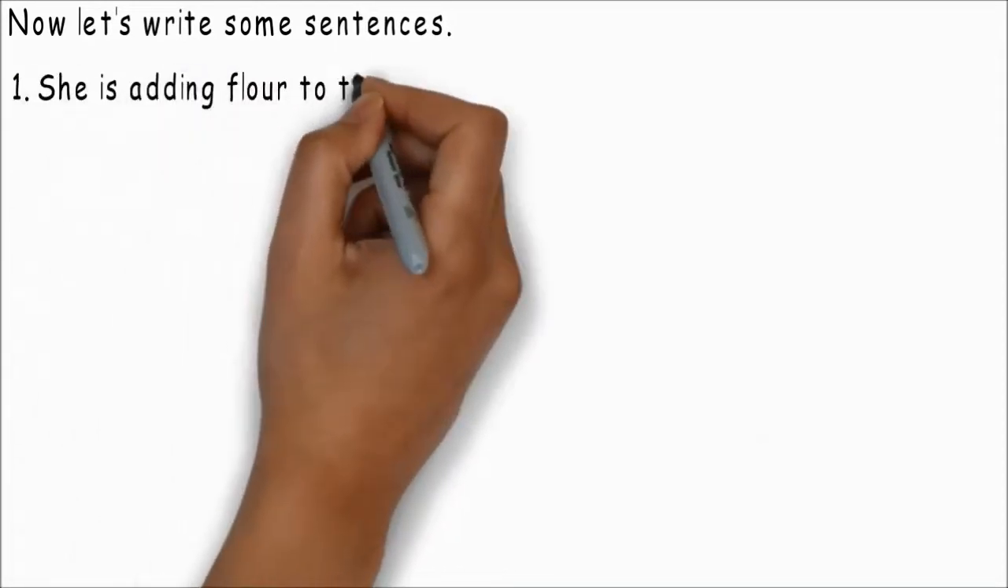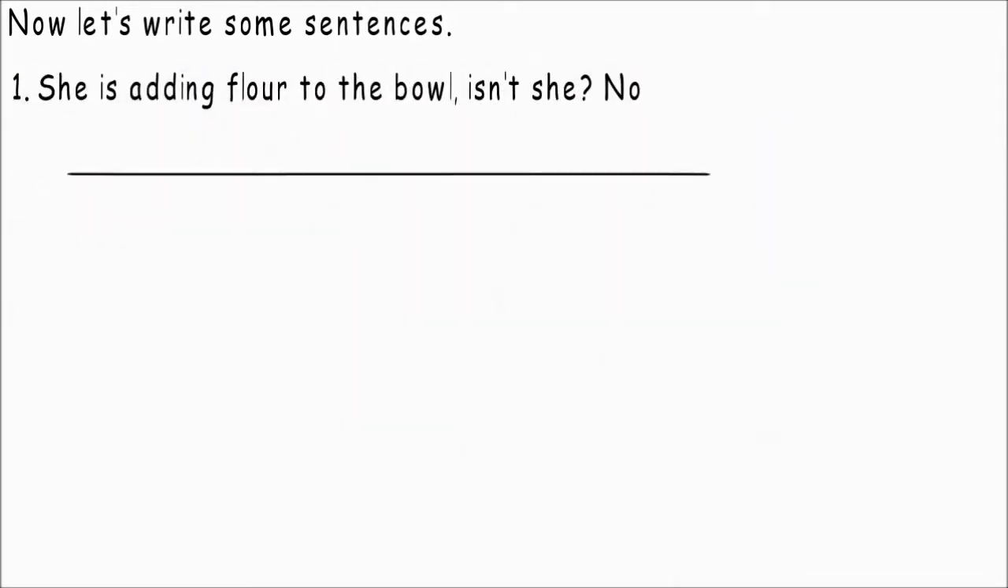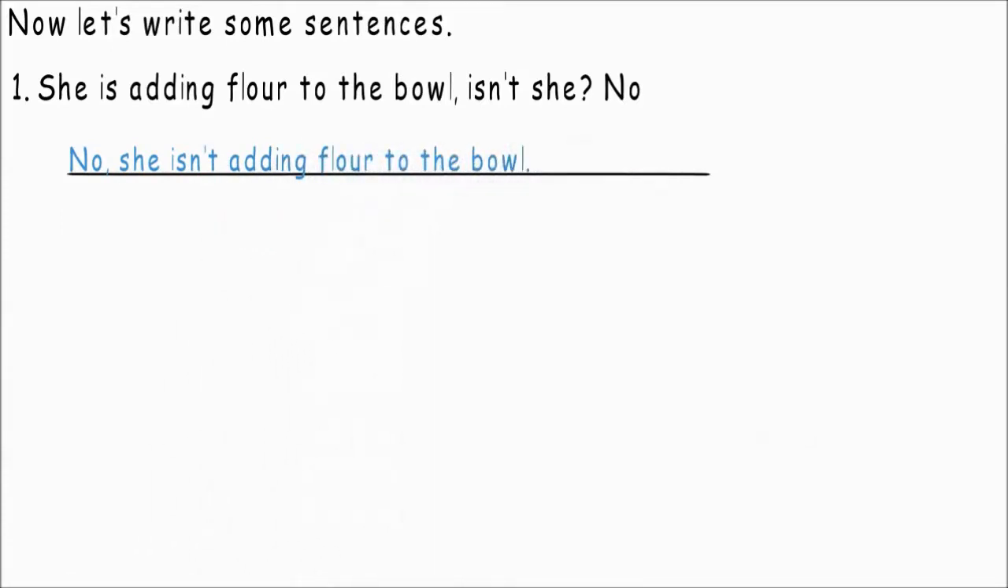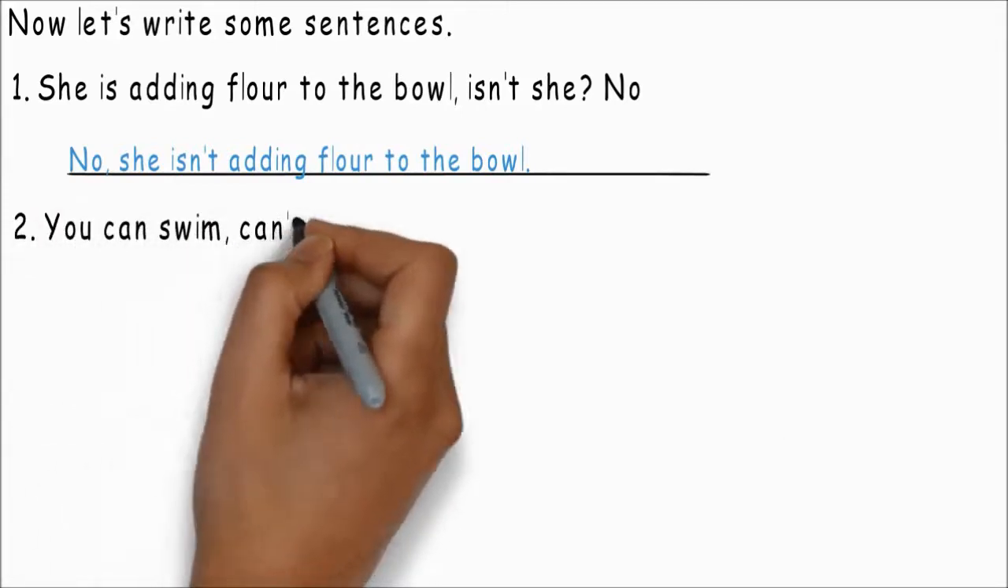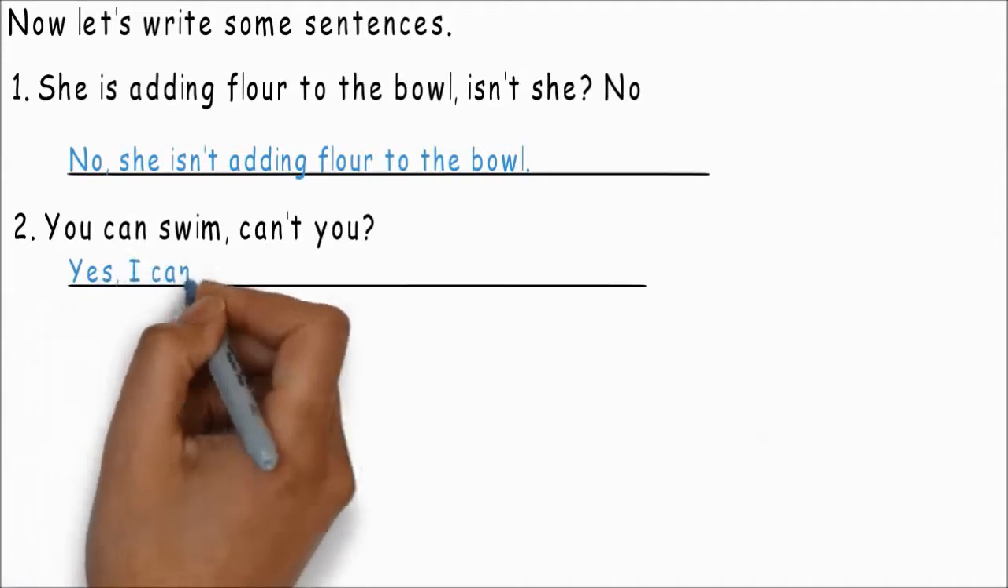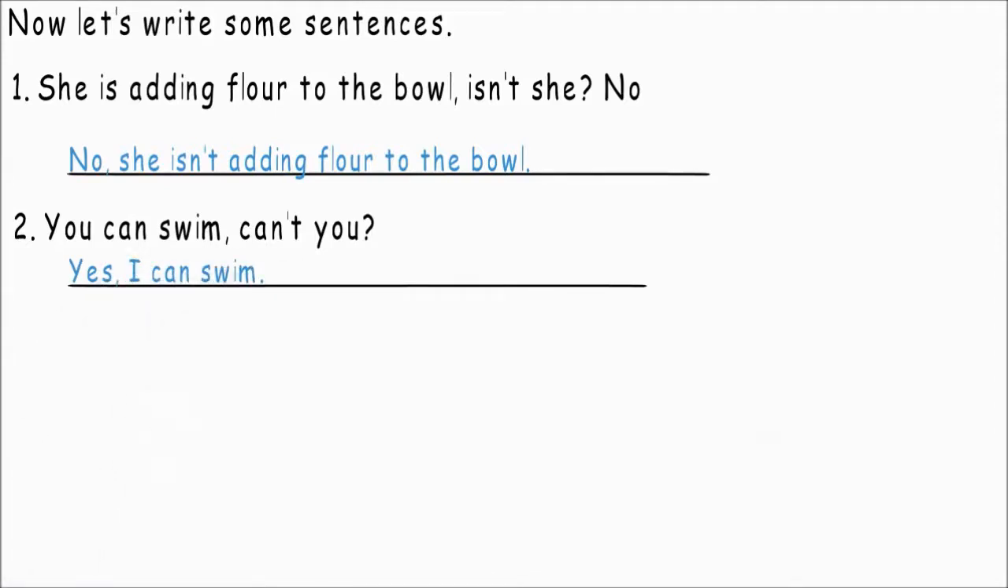Number 1. She is adding flour to the bowl, isn't she? No. Your first word is no. Let's make that sentence. No, she isn't adding flour to the bowl. How about number 2? You can swim, can't you? Can you? Can't you? Yes, I can swim. Or you could say, no, I can't swim.